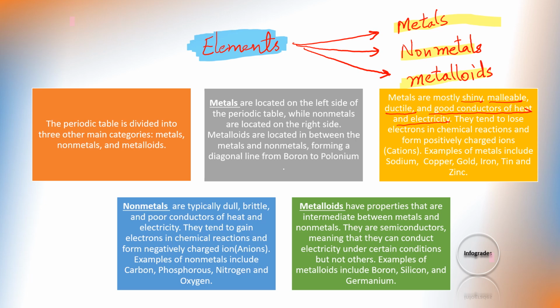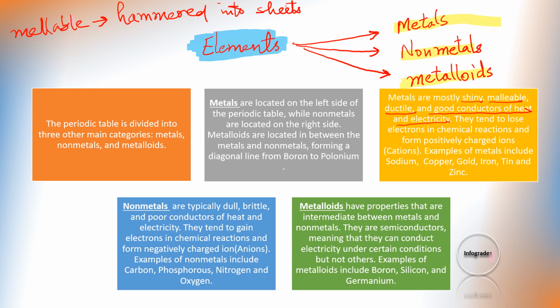Metals are good conductors of electricity. That's why we use them in electrical appliances for wiring, right? So metals are malleable. What does malleable mean? Malleable means that they can be hammered into thin sheets. If you hammer them, instead of breaking down, they convert into thin sheets like aluminum foil, gold foil, silver foil, and so many other metals like tin, iron, copper. They can be hammered into thin sheets.